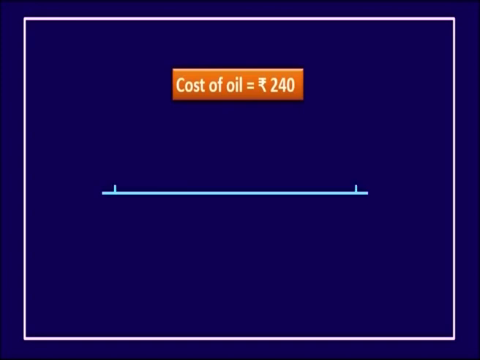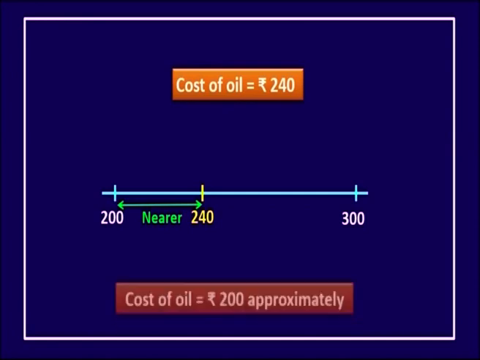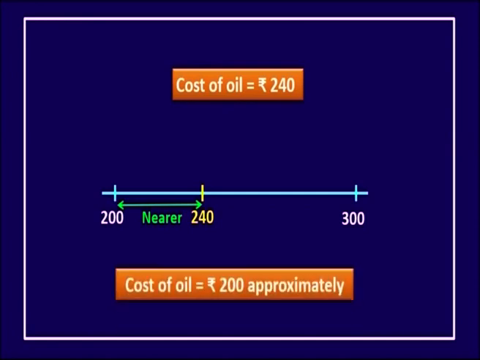So again children, if you notice, 240 lies between 200 and 300. Now where exactly does it lie? Yes, 240 is in between these two numbers. And again children, can you notice 240 is nearer to which number, 200 or 300? Good. It is nearer to 200. That means what will you write children? You are right once again. So the cost of oil will be 200 rupees approximately.